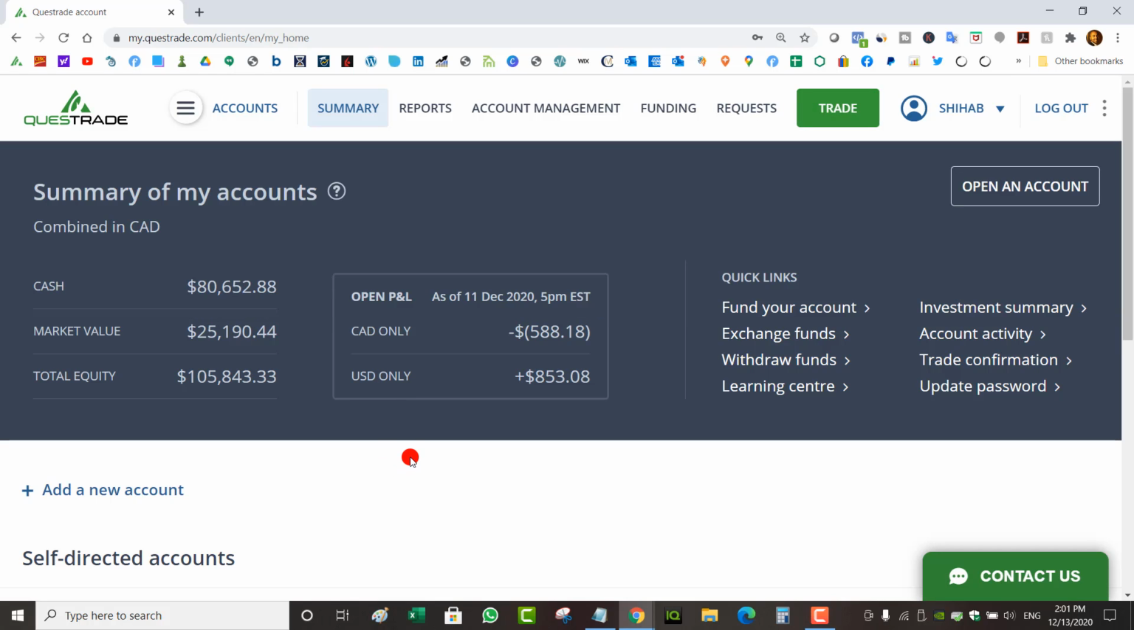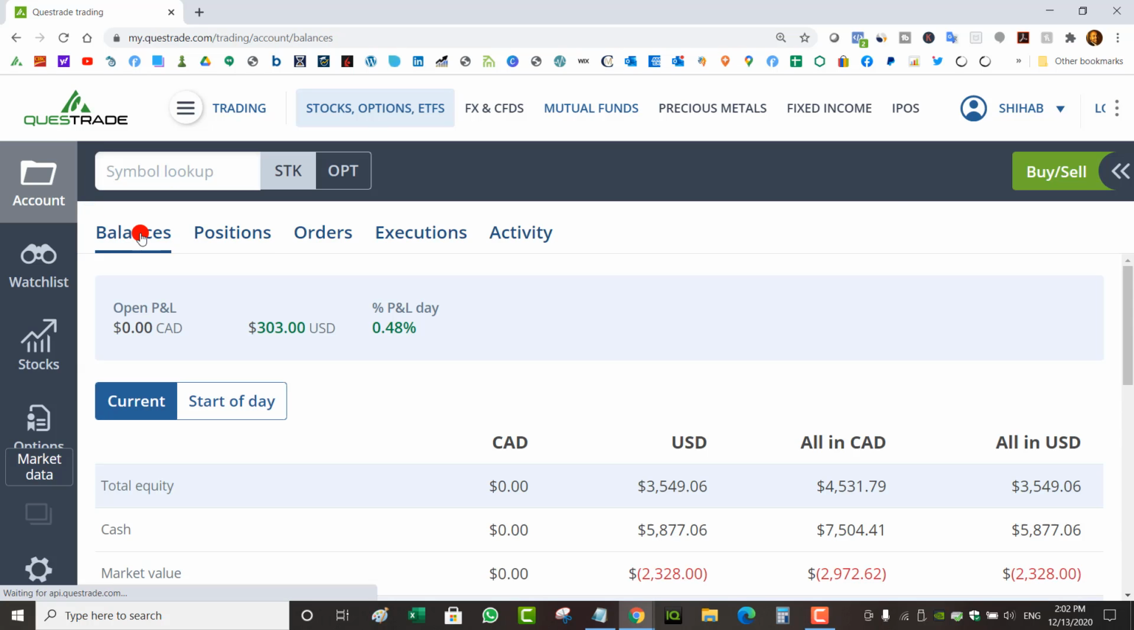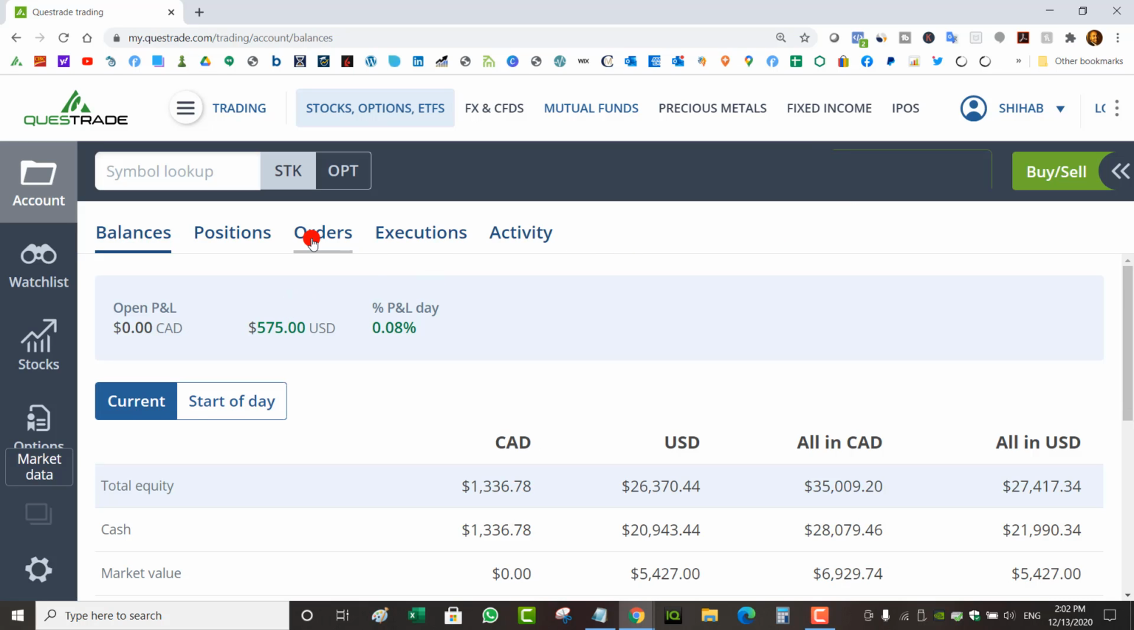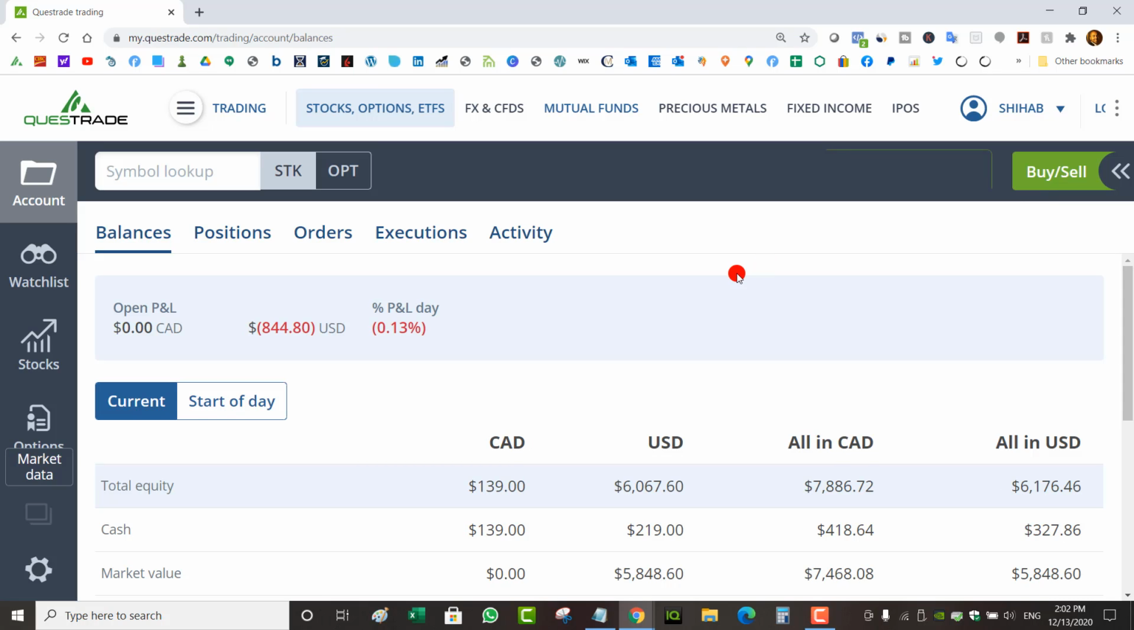I've got a margin account, TFSA, RSP, and RESP. My margin account, I mainly use it to sell options. My TFSA account right now is mainly for dividend stocks. My RSP right now is mainly for covered calls and maybe some growth stocks, but I'm thinking of changing it up as well.